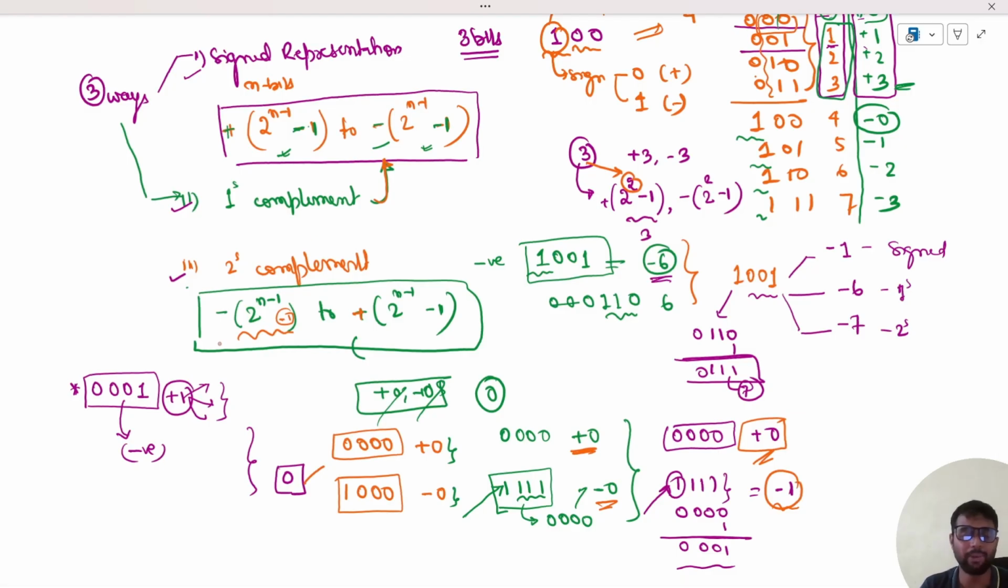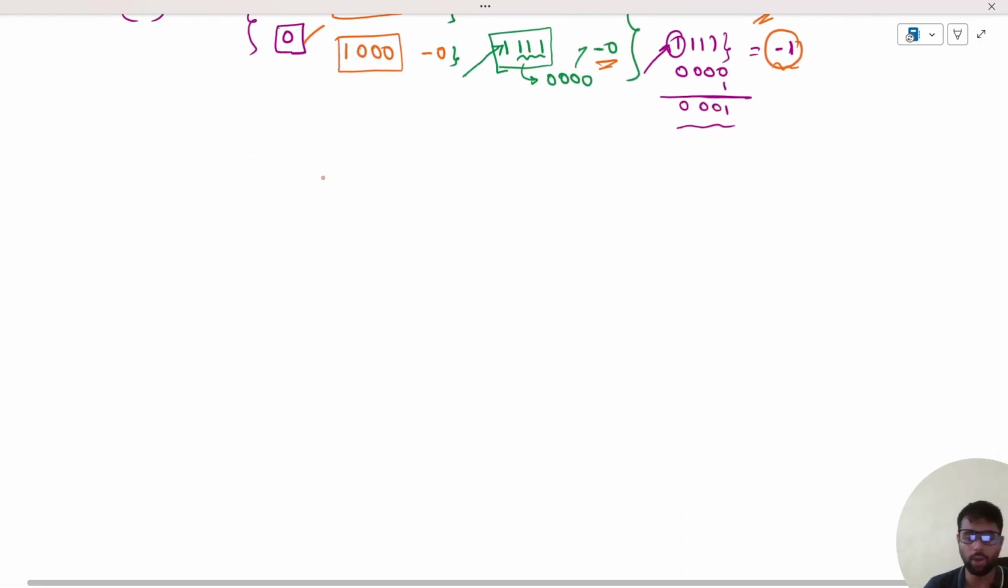So when we say that on the minus side, we have numbers ranging from minus of 2 raised to the power n minus 1, there is no minus 0 over here. On the plus side, we have the plus 0 representation, so 2 raised to the power n minus 1 minus 1. I hope now this is clear to you. Now let us do one question so that the things become more crystal clear.